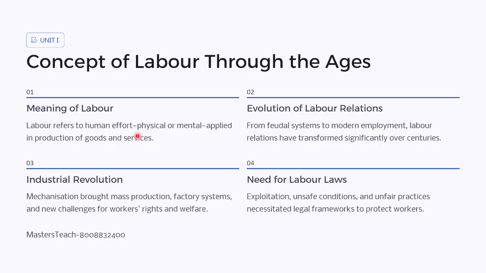Okay, let us start. The concept of labor through the ages. So, meaning of labor. Labor refers to human effort, physical or mental, applied in the production of goods and services. How the evolution took place from the feudal system to modern employment, labor relations have transformed significantly over centuries. Industrial revolution: mechanization brought mass production, the factory system, and new challenges for workers' rights and welfare.